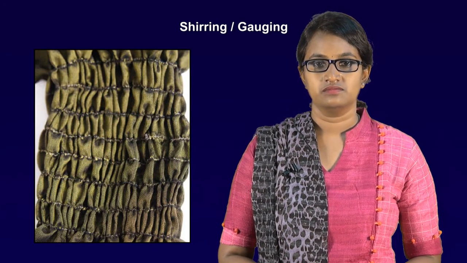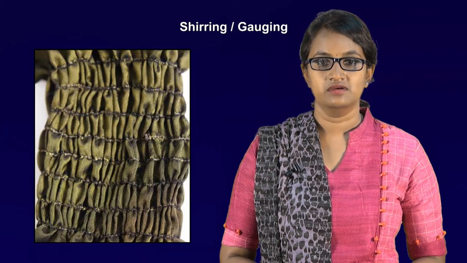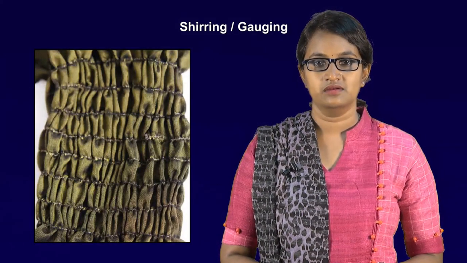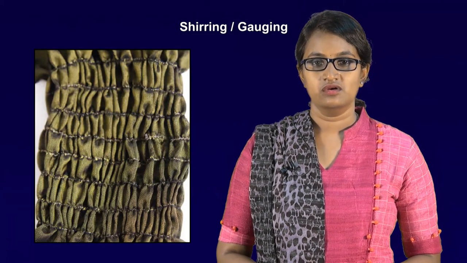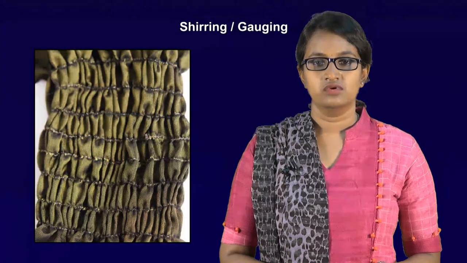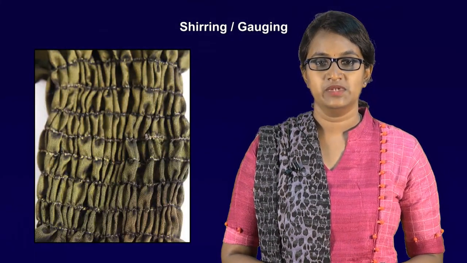Shirring or gauging. Shirring or gauging is a decorative method where a piece of fabric is first gathered with multiple rows of stitching across the entire length. It is then attached to a foundation or lining to hold the gathers in place.